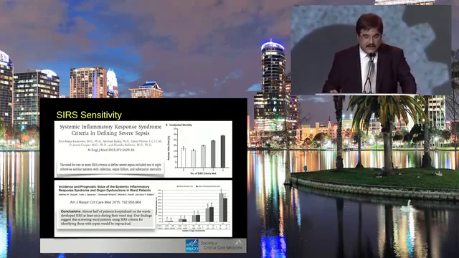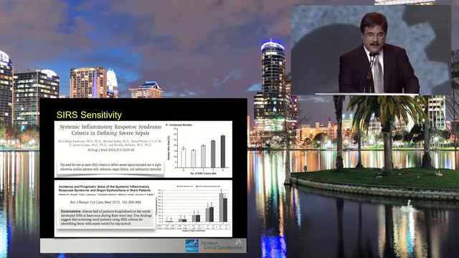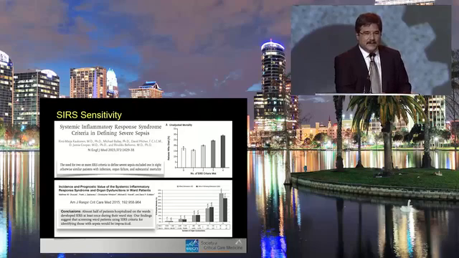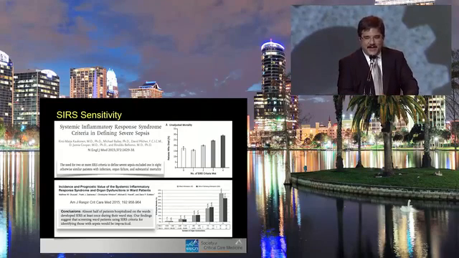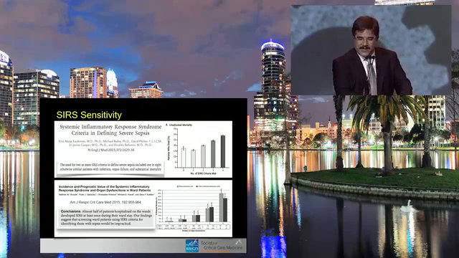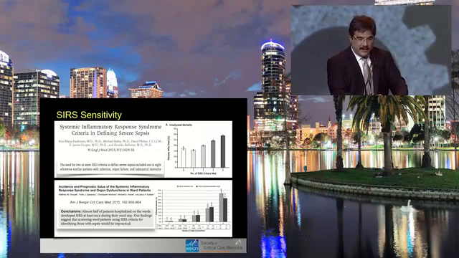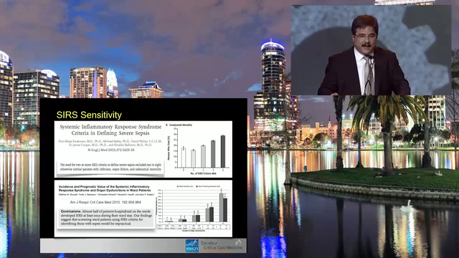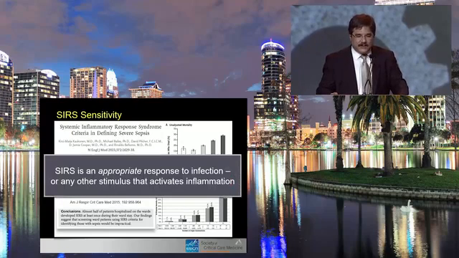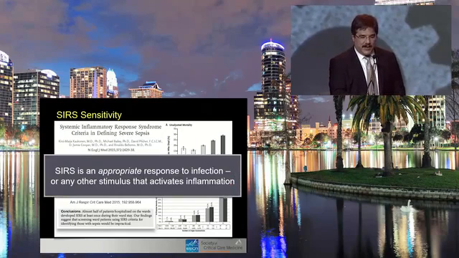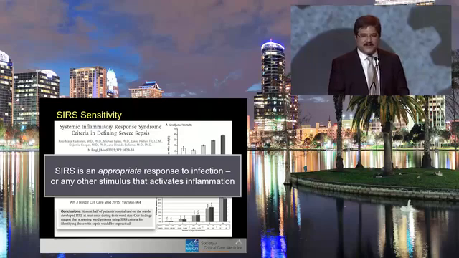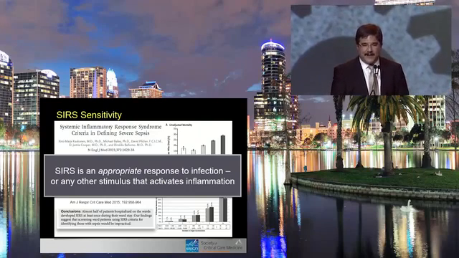In regard to SIRS sensitivities, these are two recent papers, both of them demonstrating that the use of SIRS is somewhat problematic. In the first paper, a fair number, I believe about 1 in 8 patients who were severely ill and clearly appeared to be septic were not identified by SIRS criteria. In the second paper, some concerns about the sensitivity. So SIRS was raised as a concern, and ultimately, what has become clear from basic science work is that SIRS is an appropriate response to infection, or for that matter, any other kind of inflammatory stimulus.